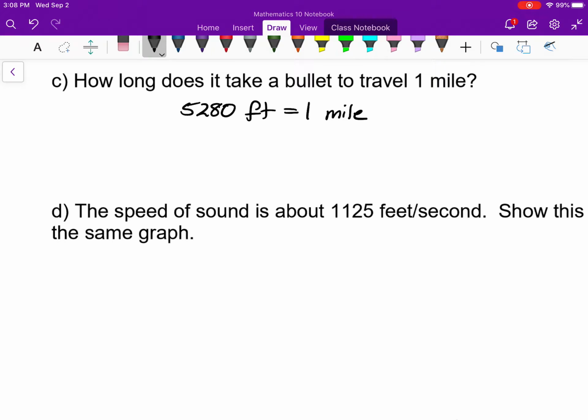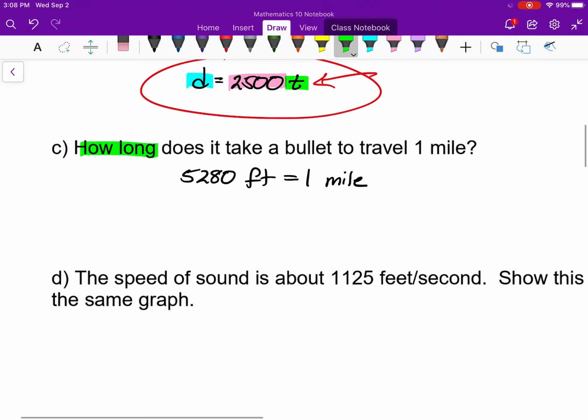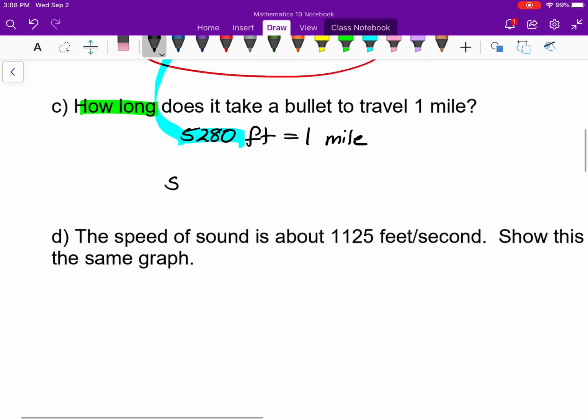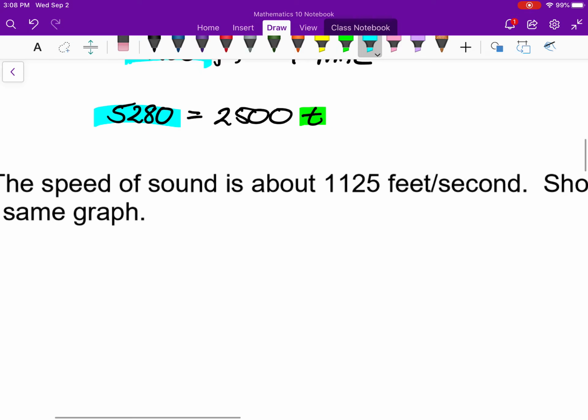So really, I'm trying to find how long, right? How many seconds does it take to travel 5,280 feet? Well, I can now take my original equation from up there and replace the d with 5,280. And I can say 5,280 equals 2,500 times the time I'm trying to figure out. I don't know what the time is, but I do know the distance is 5,280. And now I can solve this single one-step equation using the principles I reviewed in the last couple of videos. So all I need to do here is divide both sides by 2,500.